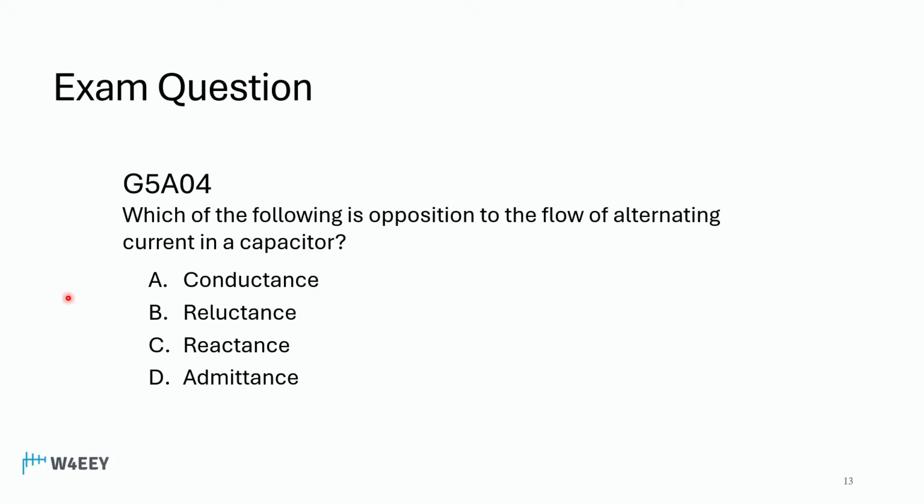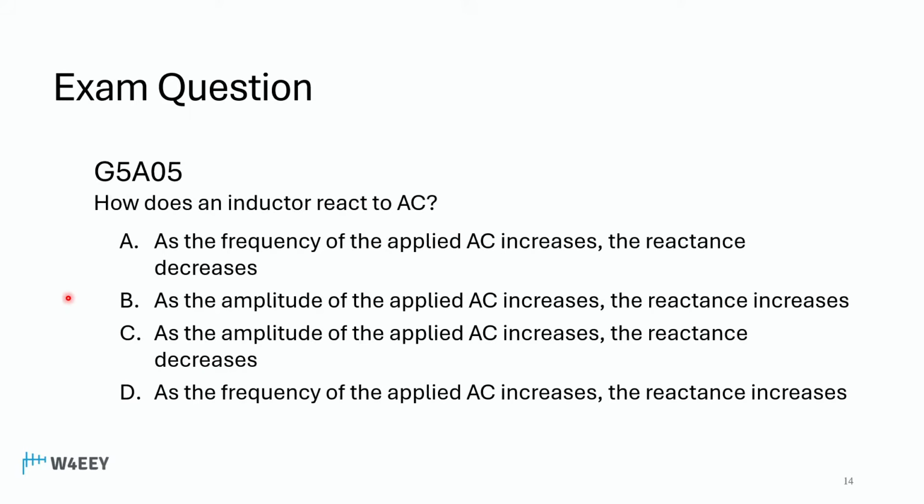Okay, which of the following is opposition to the flow of alternating current in a capacitor? Alpha. Well, it's actually reactance again. Yeah, like I said, cross your arms and look out for that bear. That's reactance. So the opposition to the flow of alternating current in a capacitor or an inductor is reactance.